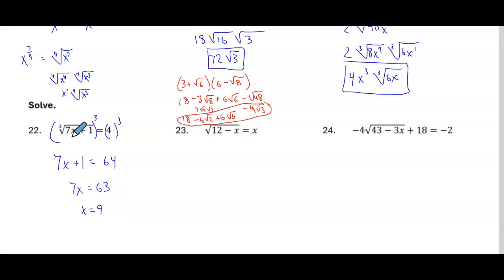And putting the 9 back in does not create a negative. Well, it doesn't matter because it's a cube root anyway. So that one's good. All right, 23.